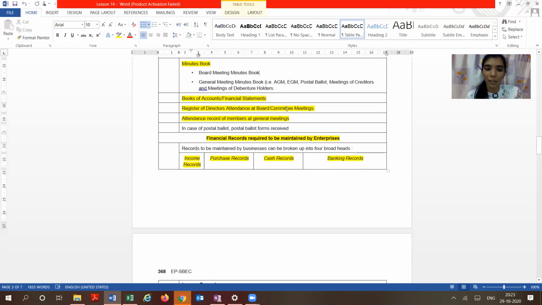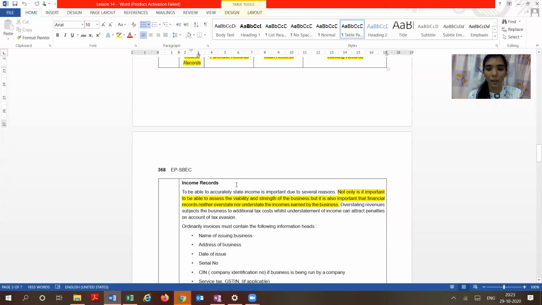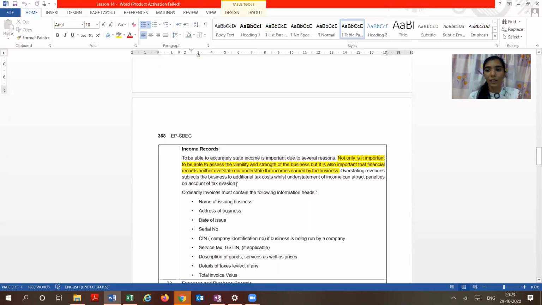Now coming to any other enterprise. What kind of records will they keep? Any small enterprise, your father's business, what records will they maintain? Mostly it would be income records, purchase records, cash records, and bank records. So let us study a little bit about each of them. Income record: what is an income record? Whatever the enterprise is earning would be recorded in the income book.